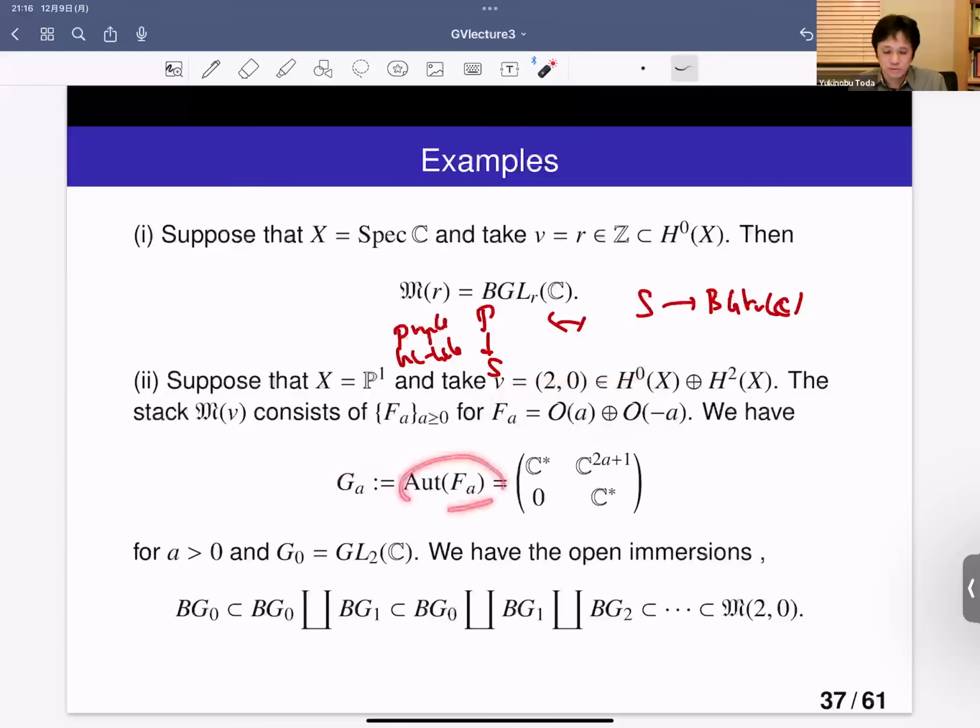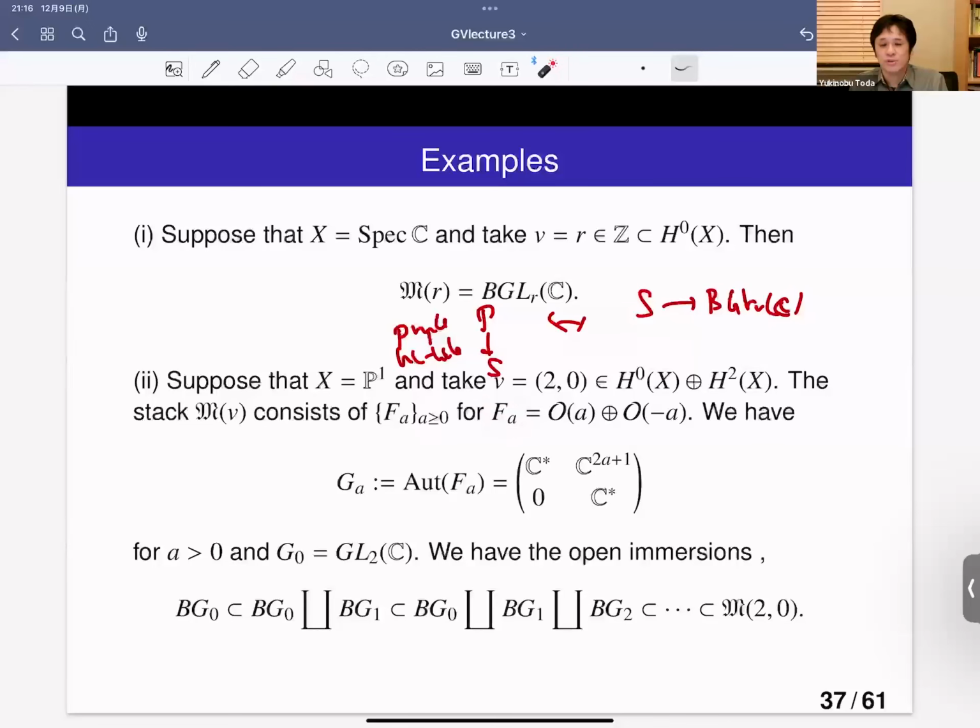So this automorphism group is given in this way. And this group is reductive if and only if A equals 0. For A equals 0, this is just GL_2(C). And we have this chain of open immersions. So this is the infinite chain of open immersions of this stack, and because of this infinite chain, this is not of finite type. But this means that we have some stratification of this M_2, where each stratum corresponds to this point.